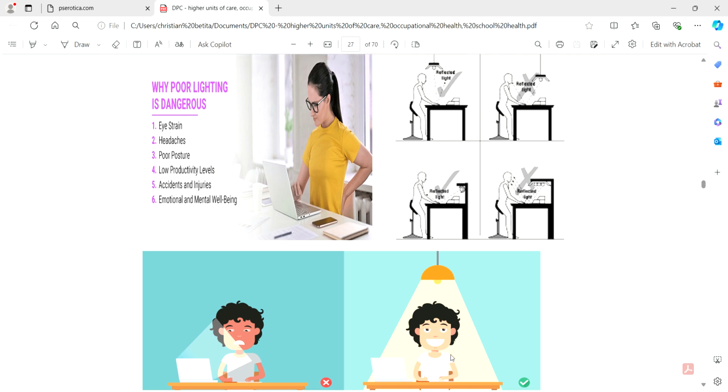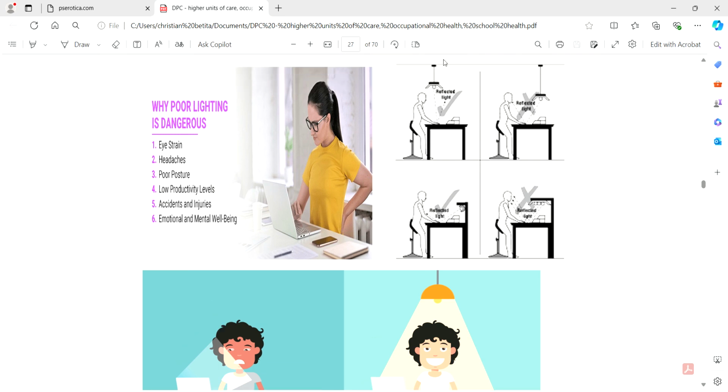So again, to illustrate good lighting ergonomics, this is good. You have a light source that's overhead. What's bad is if light reflects. This causes glare, which can increase the strain on the eyes. Reflected light, similarly, can cause glare. You want the light to be such that it's not directly onto your eyes. Okay.